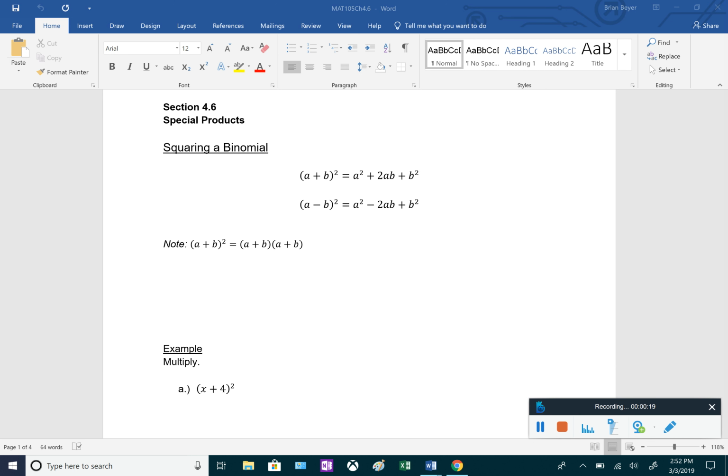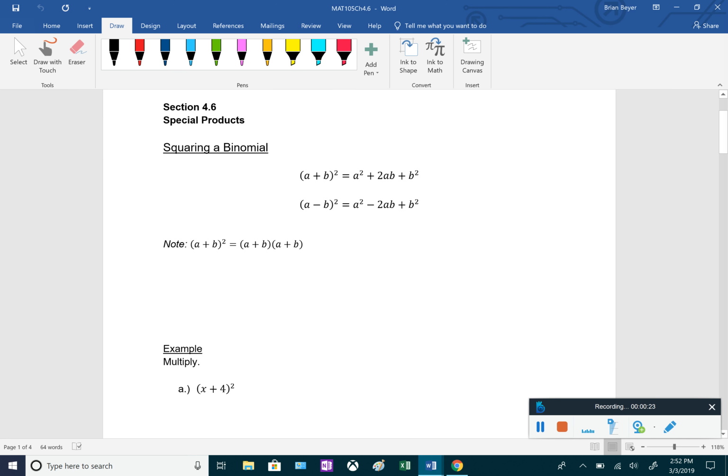So recall that a binomial is a two-termed polynomial. So if we're squaring a binomial, like a plus b squared, the shortcut way for this is that the answer is going to be a squared plus 2ab plus b squared. So just keep in mind here that a plus b squared does not equal a squared plus b squared. And that goes for a minus b squared as well. A minus b squared equals a squared minus 2ab plus b squared.